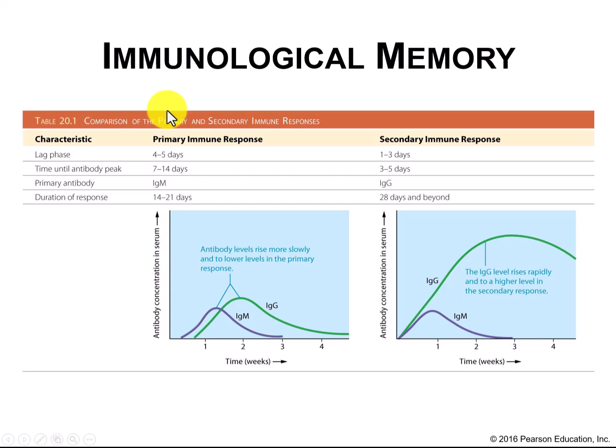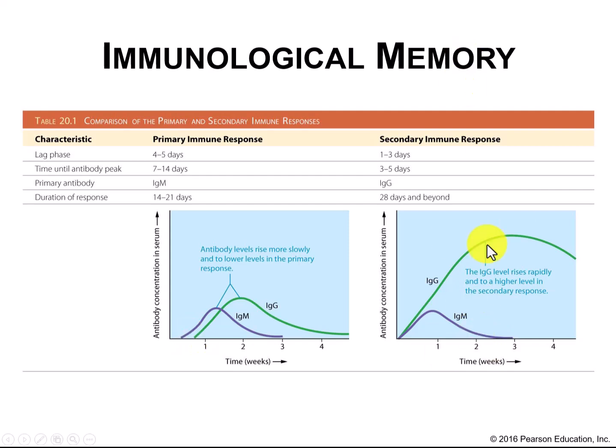With our primary and secondary immune responses, when we are first exposed, we mainly make IgM. It takes us about 7 to 14 days to reach our antibody peak, and is predominantly IgM followed by IgE, with a duration of about 14 to 21 days. It has a lag time of about 4 to 5 days before you get any antibody production.